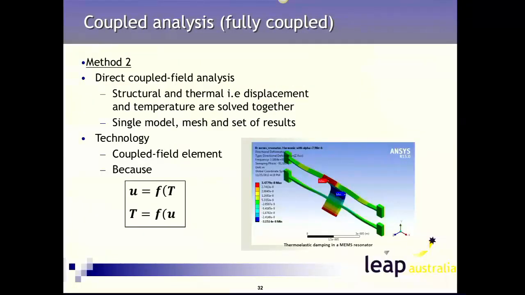Okay, so it is possible to have both of these physics solved together. This is what we call a direct coupled field analysis, or in this case it's structural thermal, and they're basically solved together. The assumption here is that the displacements are a function of temperature, and the temperatures are a function of the displacements. This effect typically only happens when you've got devices that are of the micrometer scale. Here, this scale is 3e-5 meters.